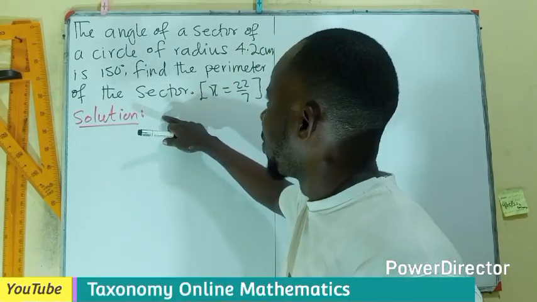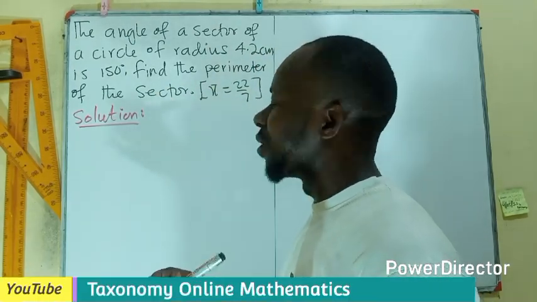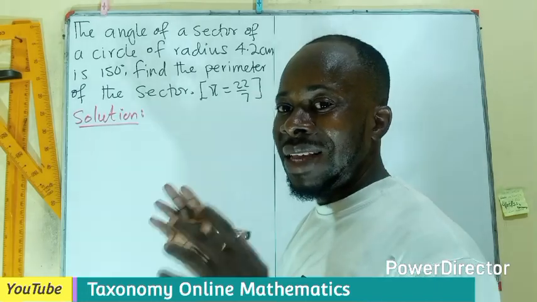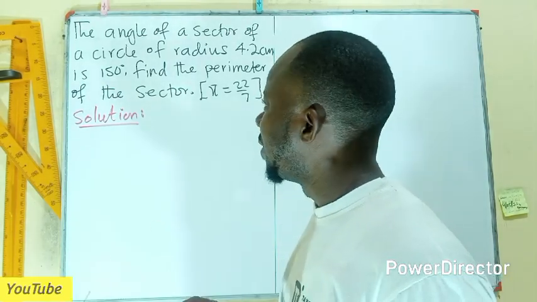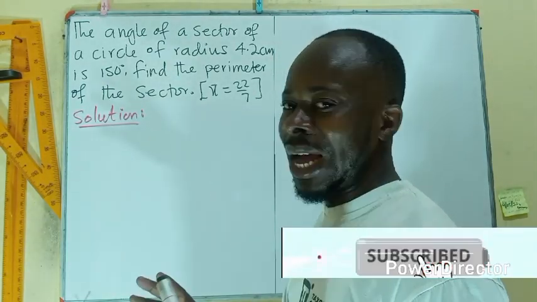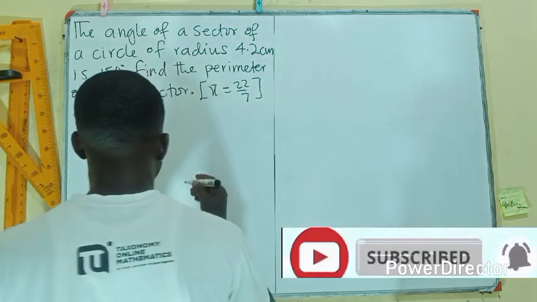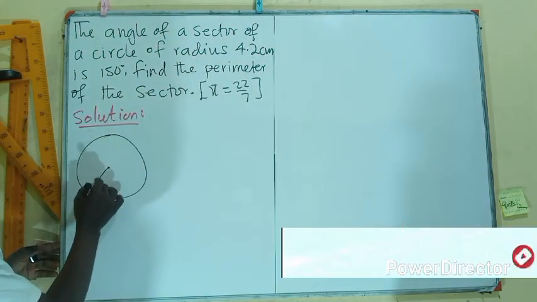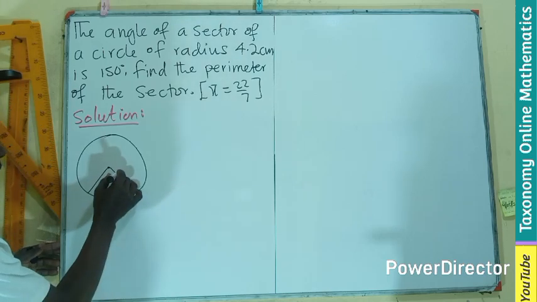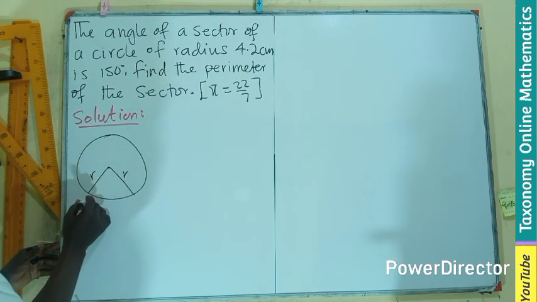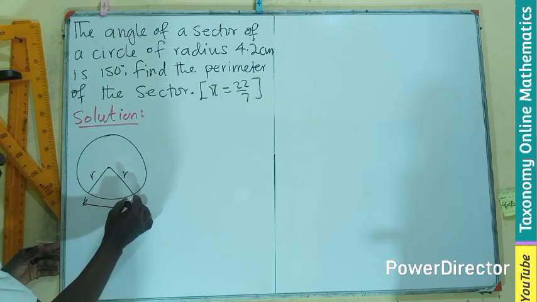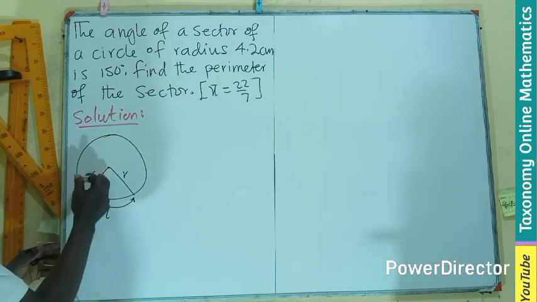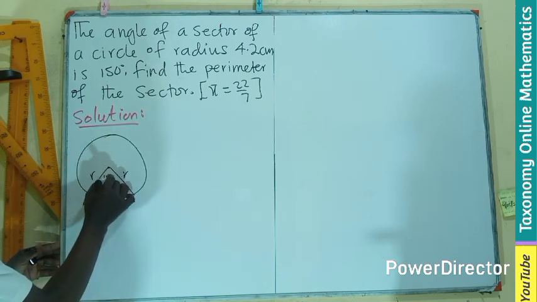Okay, so the angle of a sector of a circle of radius 4.2 centimeter is given as 150 degrees. We are finding the perimeter of that sector. Remember, if you make a sketch of this circle and your sector is here, this is going to be the radius, and here is going to be the length of the arc. The angle subtended is 150.